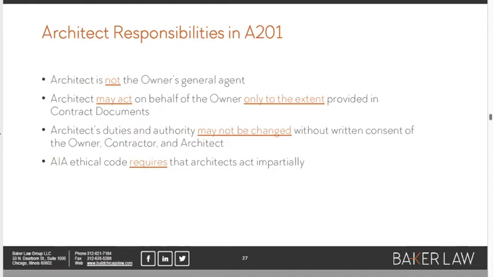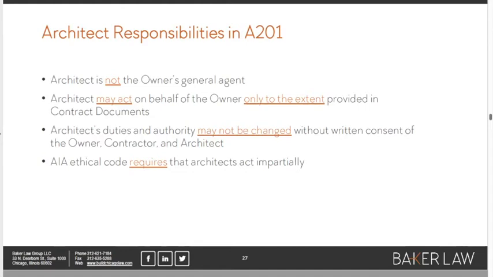So we're not the general agent for everything. The architect can't bind the owner for everything, but it does say the architect more than 300 times in this document. So there is a little push and pull between the idea that the architect has this huge role, but it's limited. And so certainly if you're an architect, but really if you're anybody else involved in a project, understanding the role of all the parties, not just the architect, but the owner and the contractor as well, it's really critical. And that's the whole point behind this general conditions document.